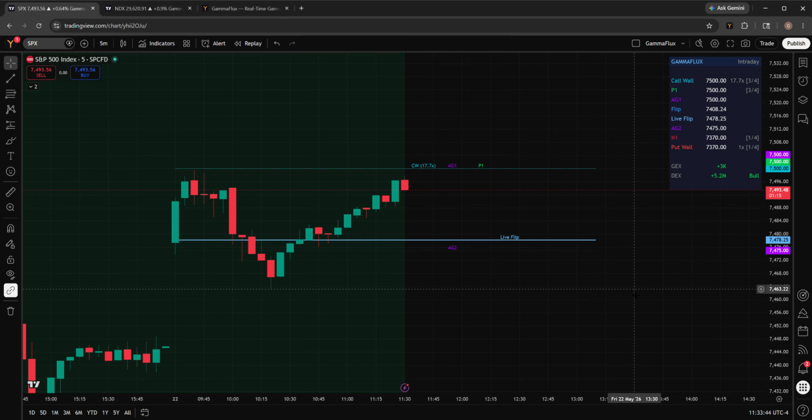Gamma Flux is obviously based on gamma, which is explained in a lot of our documents and derived from the options chain and the second order derivative of delta. What we have are multiple lines that are drawn on the chart from the Gamma Flux indicator.